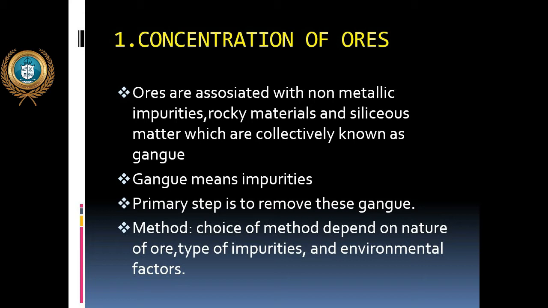So what kind of impurities will there be? It may be rocky materials or siliceous matter. Siliceous matter means the dust, because we take the ore from the soil. So first we remove the siliceous matters. Here the choice of method depends upon the nature of the ore, the type of impurities and the environmental factors. So under the concentration there are 4 methods. How do we choose the method? Based on the ore and the types of impurities, we choose the method.